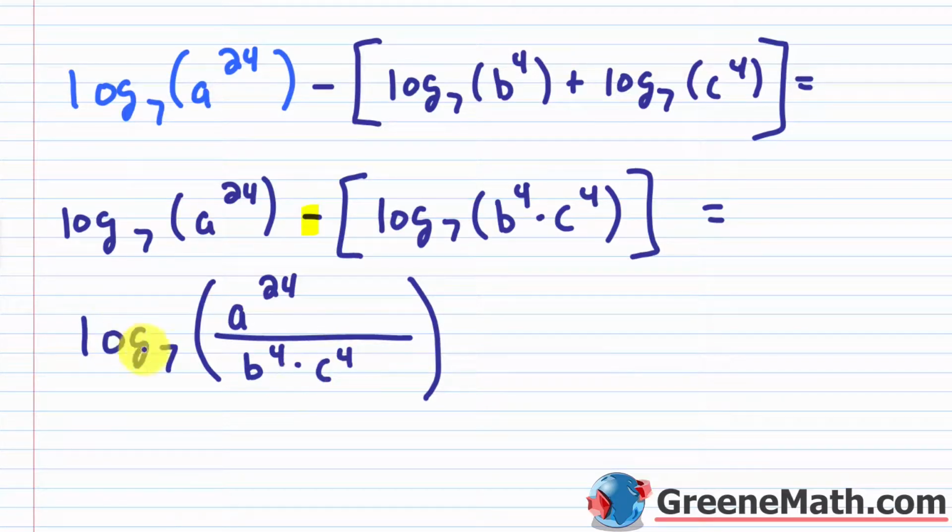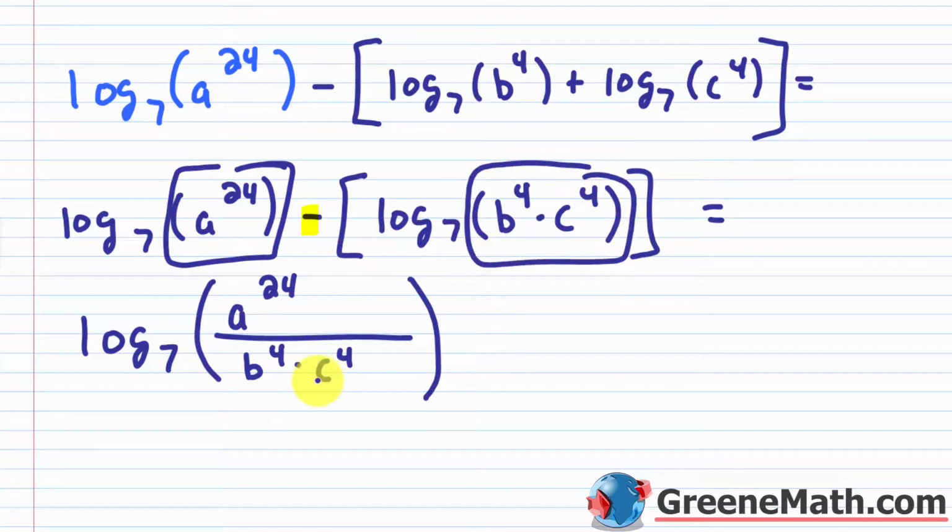Make sure you're not putting log base 7 of a to the power of 24 over log base 7 of b to the power of 4 times c to the power of 4. That's another common mistake. Please don't do that. This is how you write this. Log base 7 of this guy in the numerator and then this guy in the denominator. That's all you need to do.